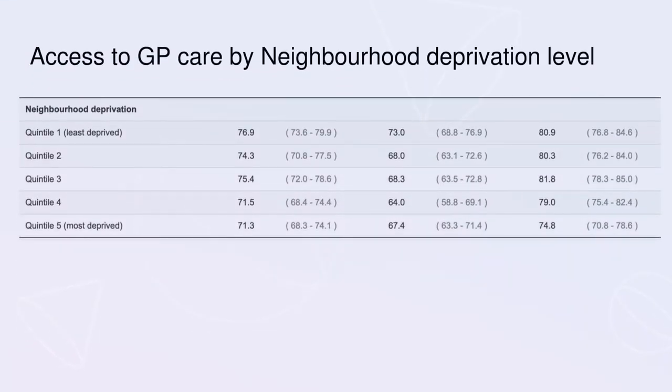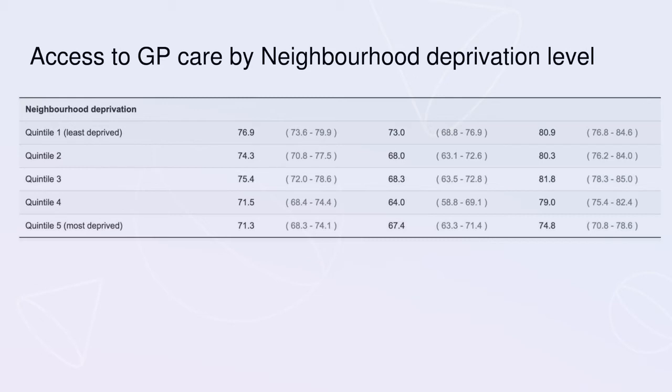This becomes quite interesting when we start looking into the deprivation levels across the country. So the country is divided economically into 5 quintiles. Let's say quintile 1 is the least deprived and quintile 5 is the most deprived.